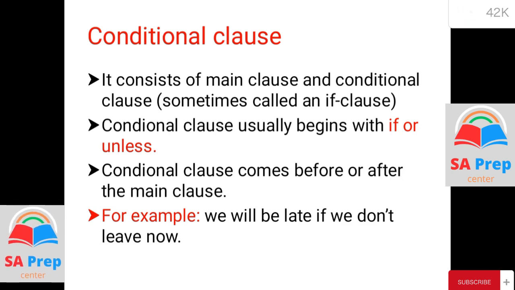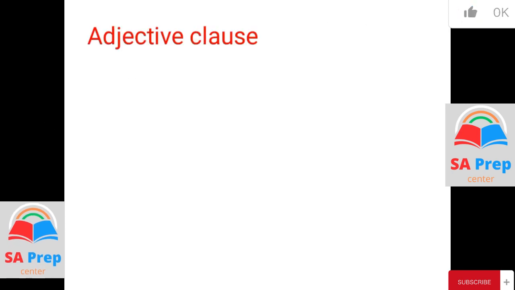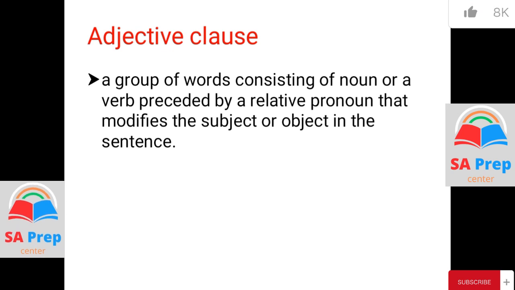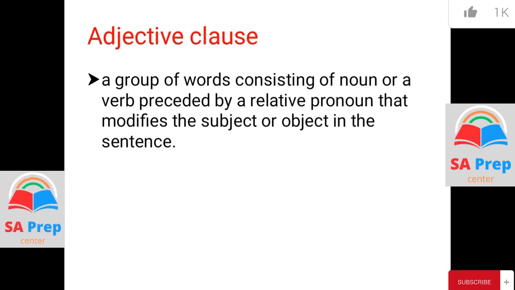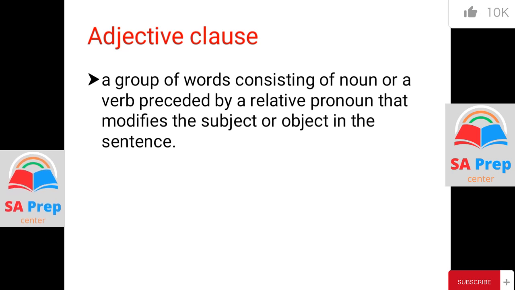That's why these are called conditional clauses. Sixth and the last one is the adjective clause. It is a group of words consisting of a noun or a verb preceded by a relative pronoun that modifies the subject or object in the sentence.